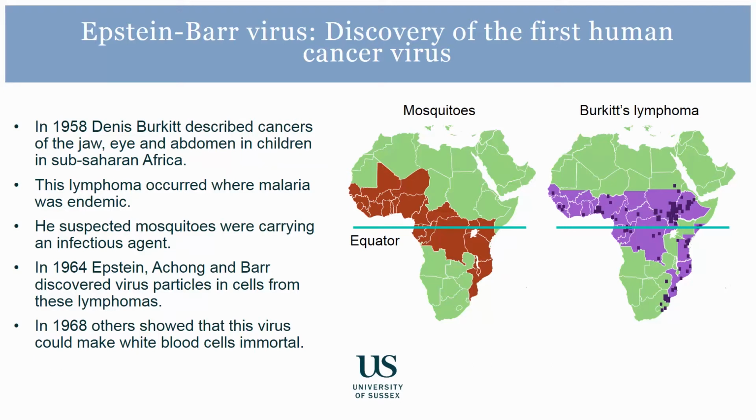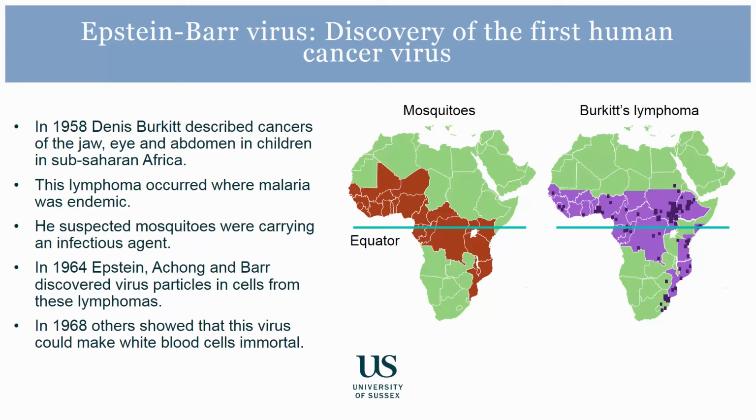This virus was discovered as a result of the work of a British surgeon called Burkitt, who was travelling through Africa, and he noted a particular cancer that occurred in children in the jaw, eyes and abdomen in a particular part of Africa, in sub-Saharan Africa. And he noted that this cancer, which is described as a lymphoma, a cancer of white blood cells, and we describe those cancers as lymphomas, actually had the same incidence as where mosquitoes were prevalent. And mosquitoes carry a parasite that causes malaria, so it was also in the same region that malaria was present at high levels.